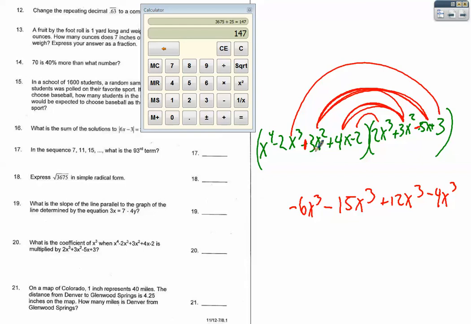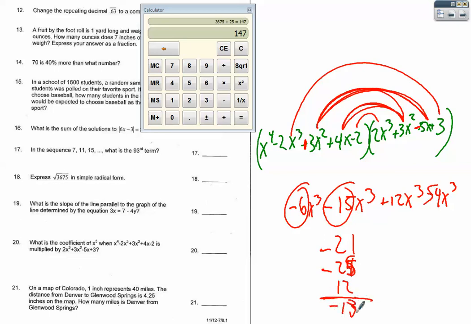Positive 4x times, so that is 12x to the third. And then a negative 2 times positive 2. Negative 2, yeah. Times positive 2. Oh, that's all right. So we have coefficients. So let's add them together. So that is negative 21, negative 25, because I added this, and then I have 12. So I get negative 13. I should have trusted myself in the first place. Negative 13 is the right answer.